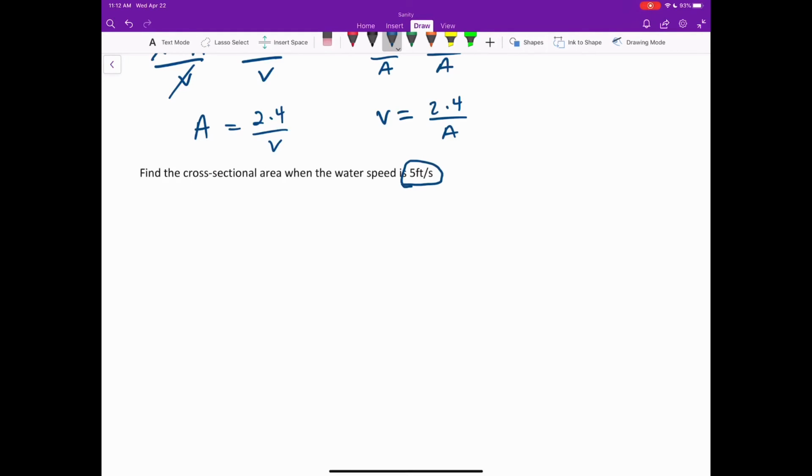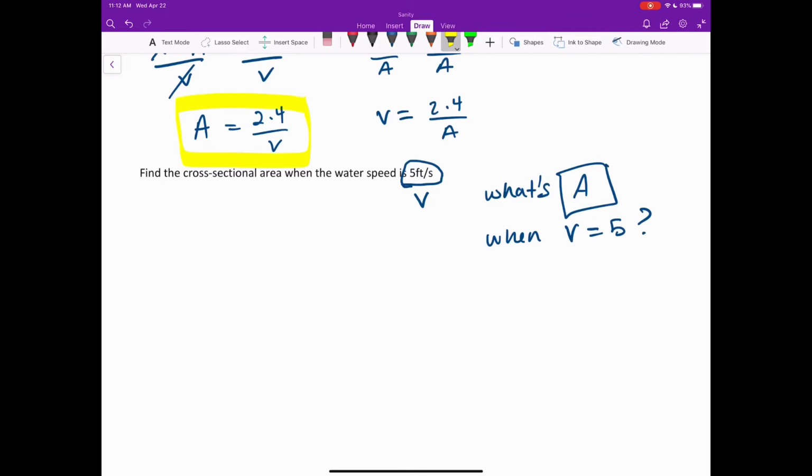And the last question is, find the cross-sectional area when the water speed is 5 feet per second. Okay, so now we are given some sort of velocity, and I'm asking for, what's the area? What's the cross-sectional area? So what is A when velocity equals 5? Okay, so now I can just use these here. And I'm going to use this first equation because that just makes sense. I know what my velocity is. I'm trying to solve for my area.